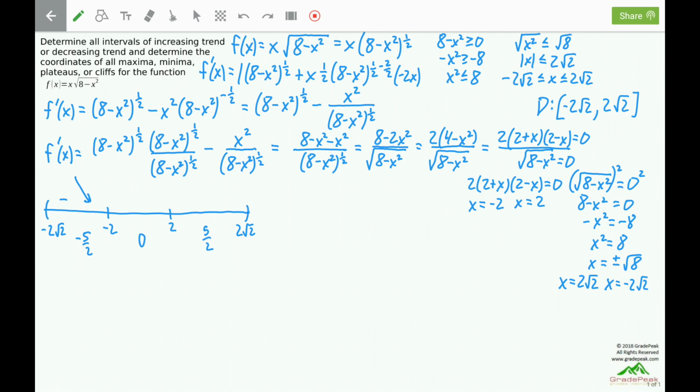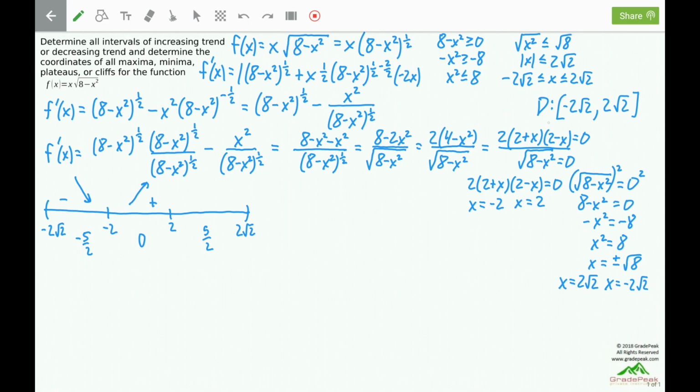We can now plug 0 in to the portion of the first derivative that matters. 2 plus 0 is positive. 2 minus 0 is positive. Positive times positive is positive. We have a positive first derivative. This corresponds to an increasing trend in this interval.